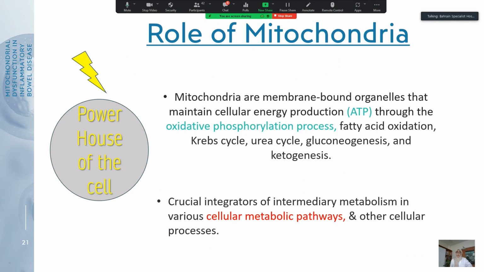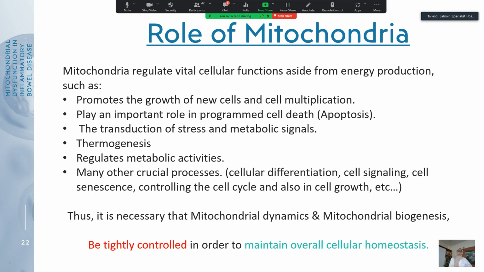The role of our mitochondria is that it is the main powerhouse of the cell. Its main role is to produce ATP, and this ATP is the energy used by different cells in our body to carry out their functions, mainly during the oxidative phosphorylation process. This is not the only role. They are integrated in many metabolic pathways in these cells, but this is the main role. The other processes they are involved in include promoting new cell formation and multiplication, even apoptosis, metabolic signals, thermogenesis of the body, and regulating other metabolic activities like cellular differentiation.